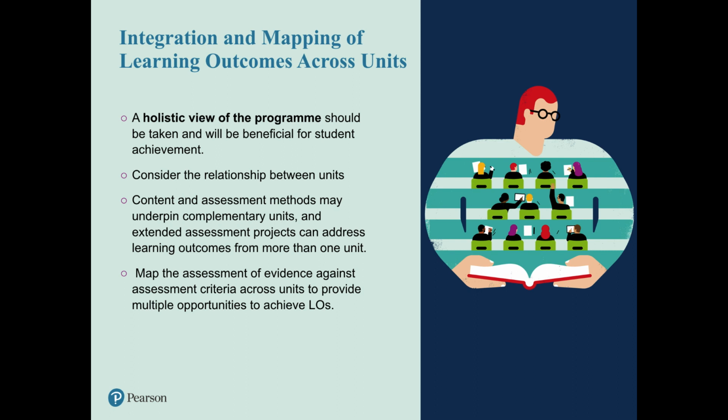Make sure that your content and assessment methods underpin the relationship between those units, and that the type of assessment, the type of assignment are appropriate to the multiple units you're dealing with. Make sure that you're mapping assessment evidence across, and try to create multiple opportunities for the student to achieve the learning outcomes. There may be instances where through one assignment, a student might have multiple opportunities to show you evidence against the learning outcomes.